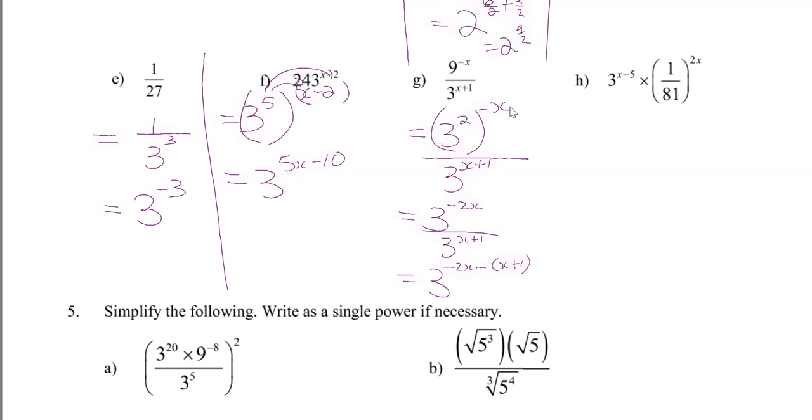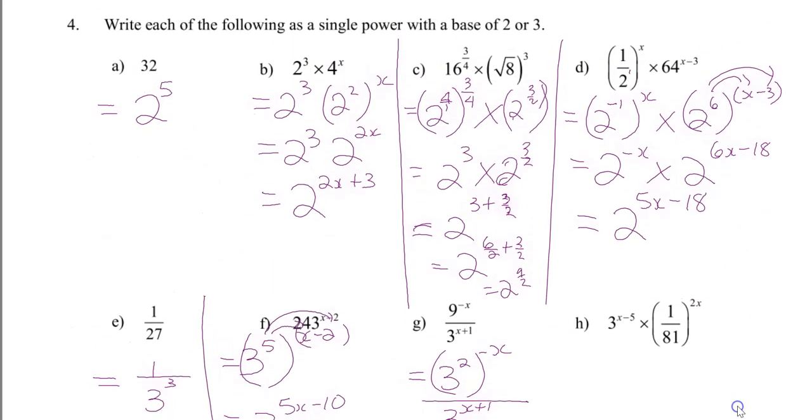Yep. In general, that one, you have 2 to the negative x times 2 to the 6x minus 18, which becomes 2 to the 5x minus 18. Why is it 2? The base is 2. The bases never change. When we use exponent laws, the bases don't change. You can change a 16 into a 2, but once you start using the law, the 2 stays.